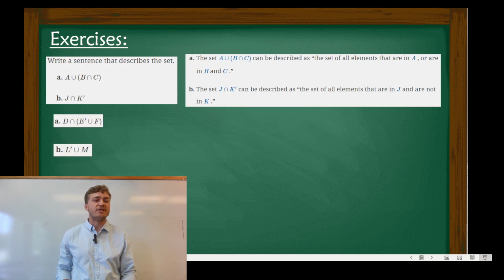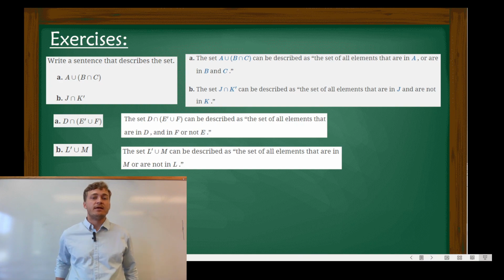You see some more expressions here. D intersect the union of E complement and F. That is, the element can be in D and the element is in F or E complement. That is, in F or not in E. Part B says the element can be in M or not in L. We see the union notation. We can swap that around. We can say the element is not in L or the element is in M. We can read that as the element that's in M or the element that's not in L.